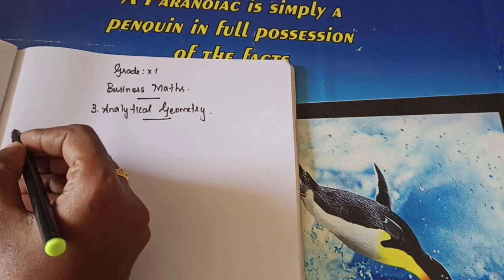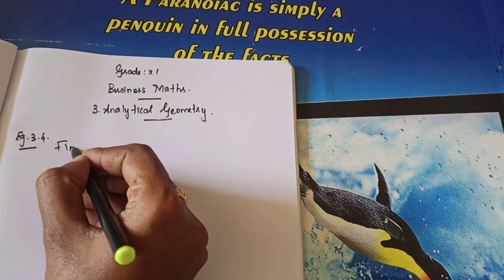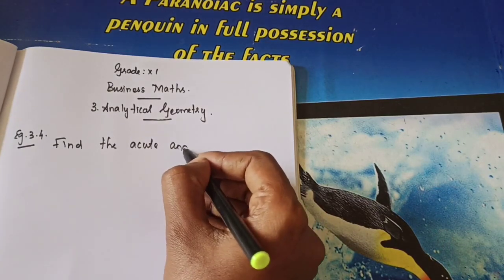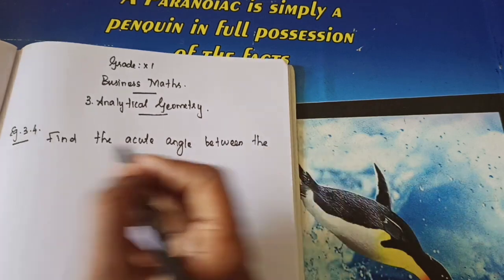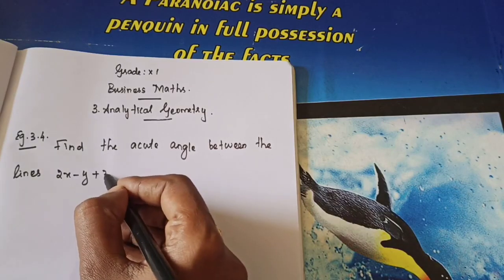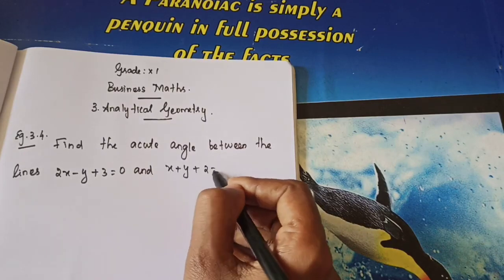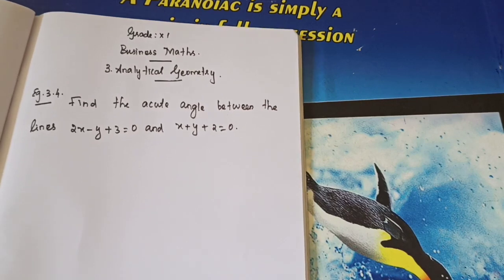Let's move to the class. Example 3.4: Find the acute angle between the lines 2x minus y plus 3 is equal to 0 and x plus y plus 2 is equal to 0.